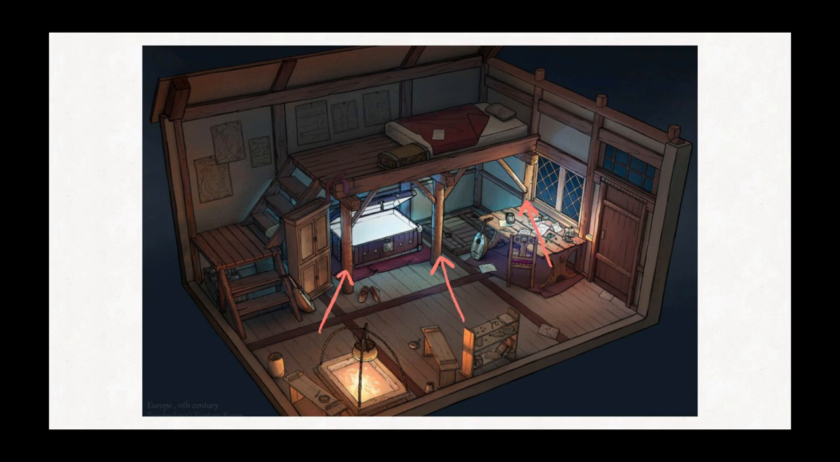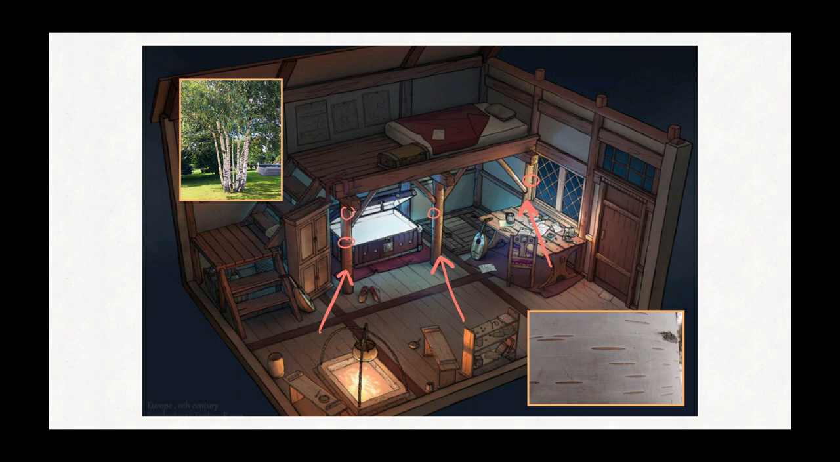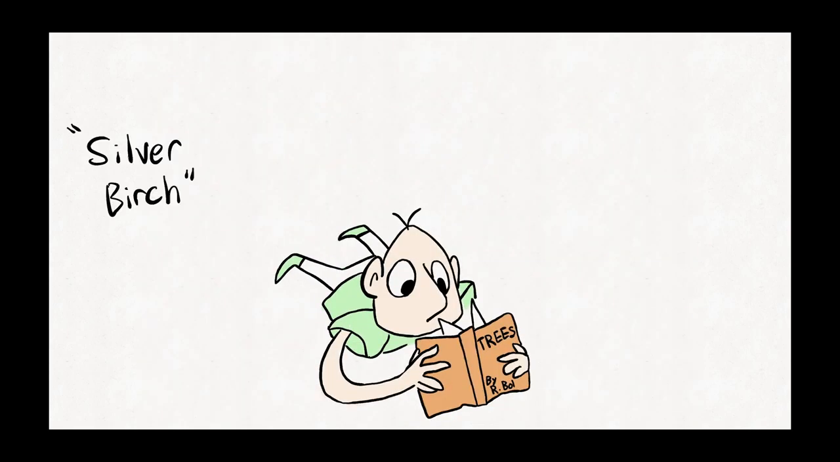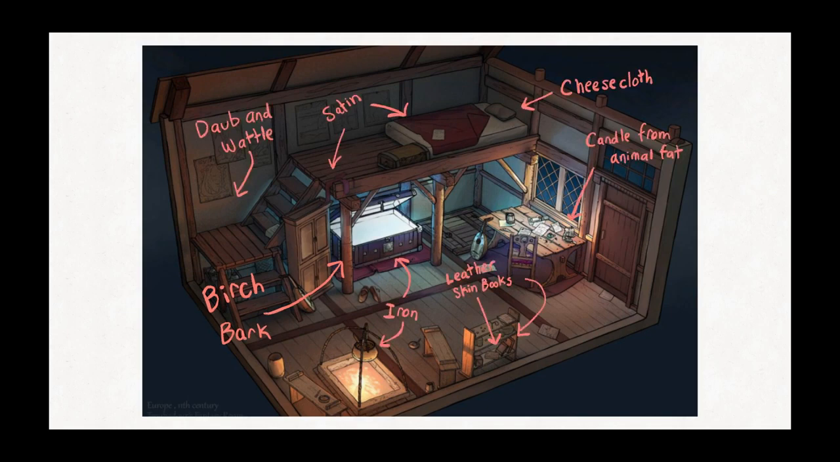They appear to be made of some sort of birch bark. We know that because of the dark lenticels on the side, which help with the tree's exchanging of gases. The specimen in the model looks like silver birch, which, according to Oxford Academics Institute of Forestry, grows in Europe and is a popular lumber for houses. And that is just one example. Use credible sources to find how the objects in your medieval room were made in real life.